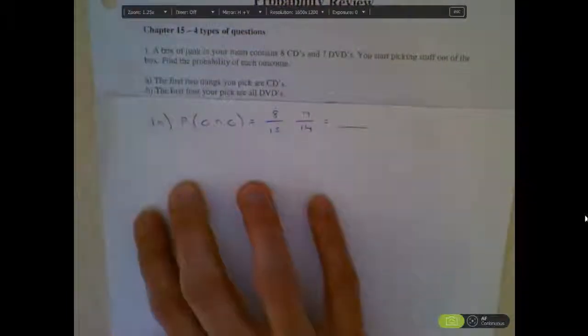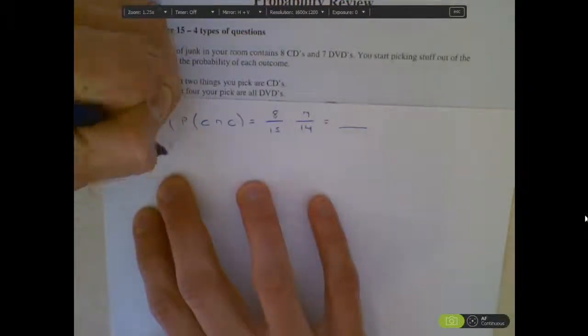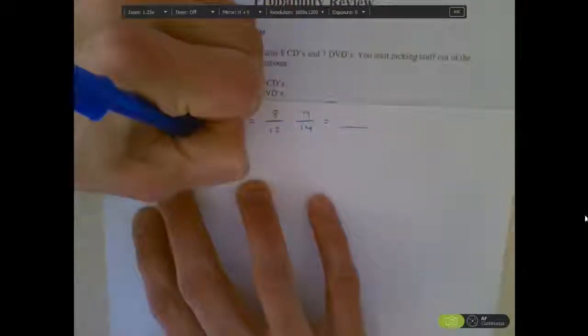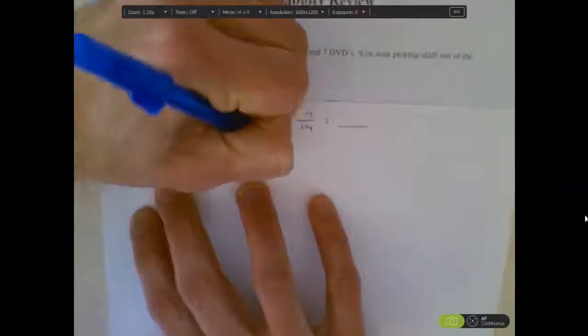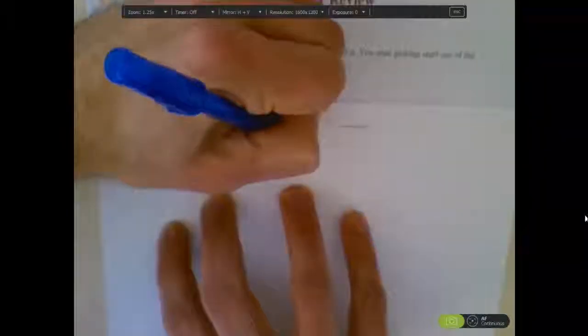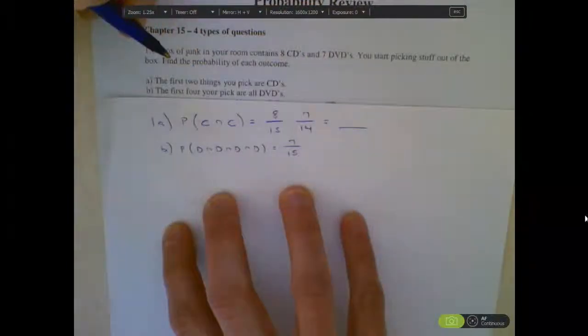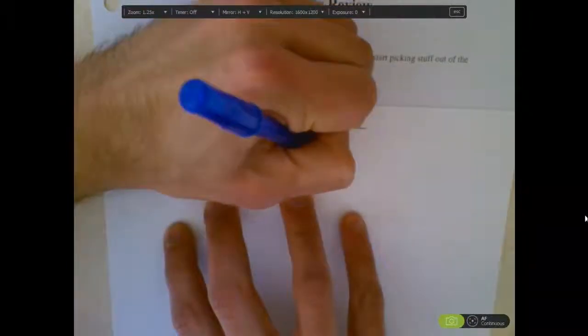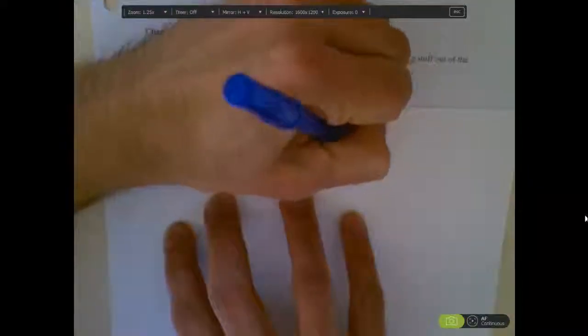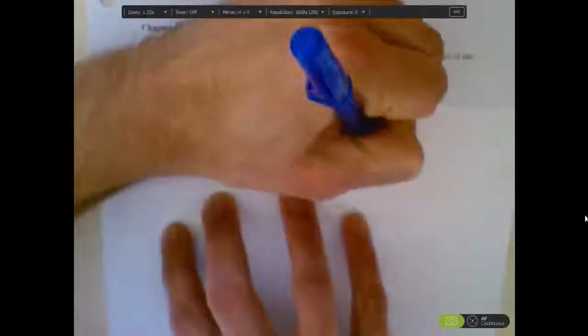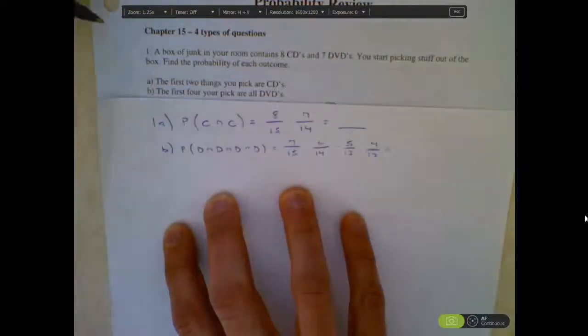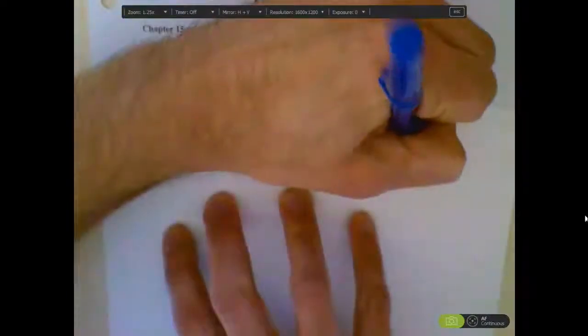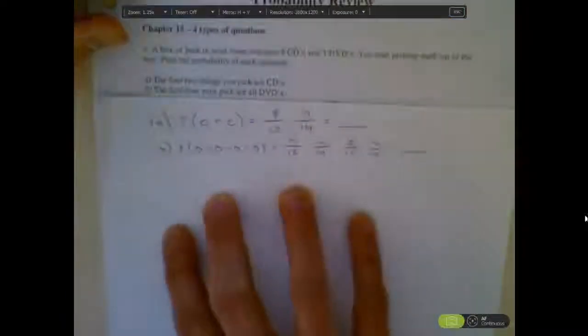Okay, for question 1b, the first 4 that you pick are all DVDs. So it's going to be the same idea. I need the probability of a DVD and a DVD and a DVD and a DVD. And this is going to equal 7 out of 15, we're starting new again, times 6 out of 14, times 5 out of 13, times 4 out of 12. Again, we're not replacing each time, therefore your denominators are changing. You're going to multiply this in your calculator and you're going to get whatever that probability is.